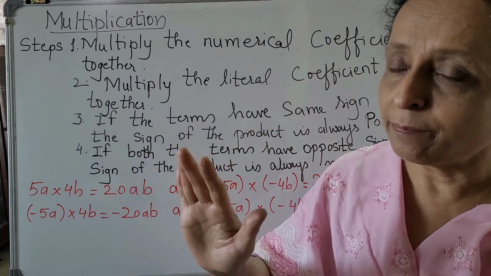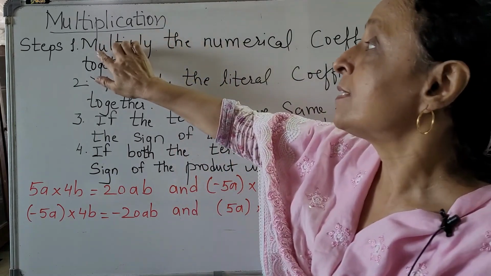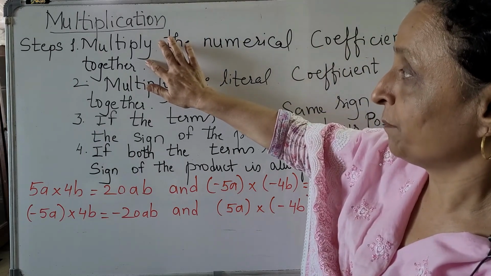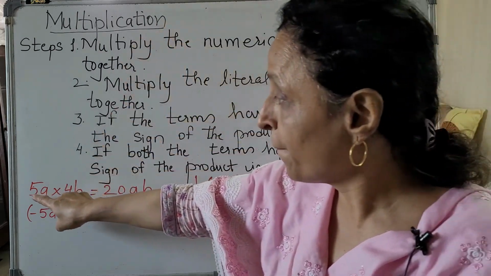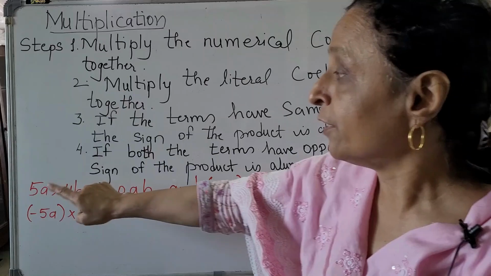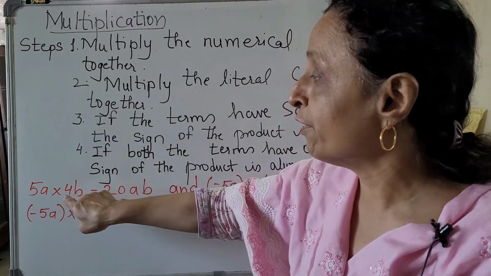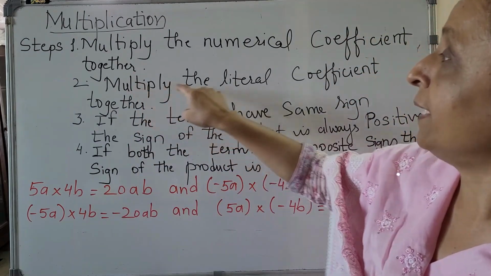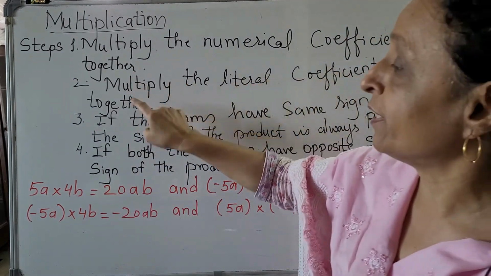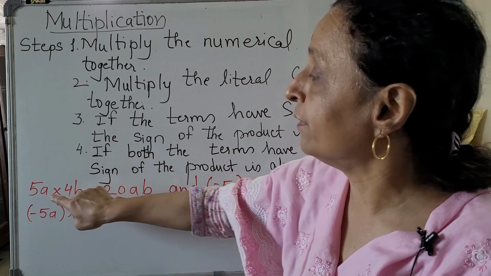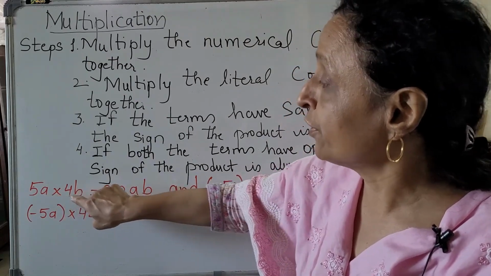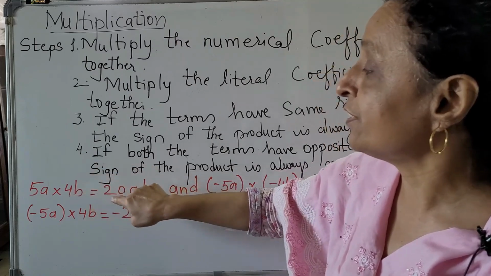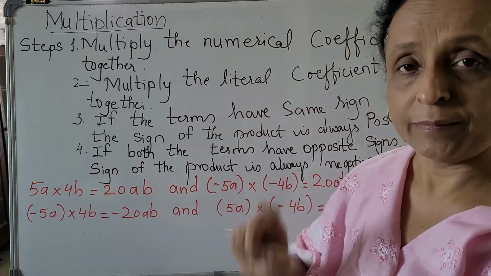So it's very simple. Let's see. Step 1, multiply the numerical coefficients together. See here, 5a plus 4b, numerical coefficients 5 and 4, multiply them, you get 20. Multiply the literal coefficients together, a and b, you have got ab. Now the answer is 20ab.